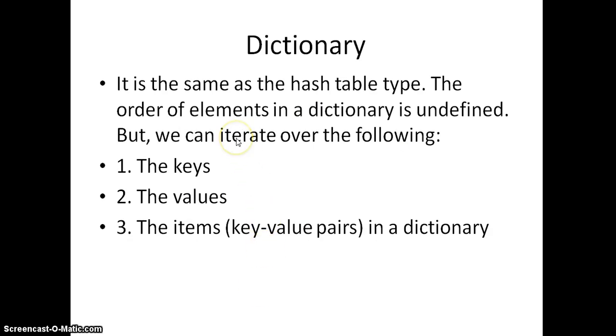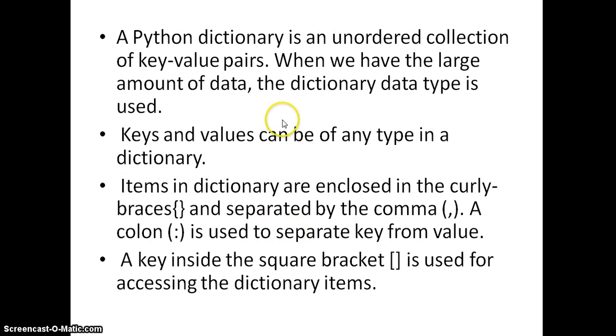Next, the next data type is dictionary. Dictionary is the same as the hash table type. The order of elements in a dictionary is undefined. Here we have two important parameters: keys and values. It is called key-value pairs in a dictionary. So a Python dictionary is an unordered collection of key-value pairs.